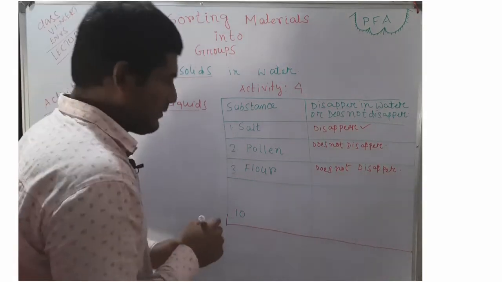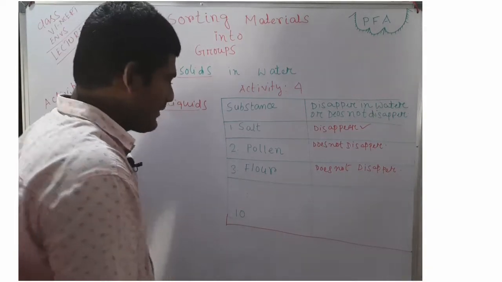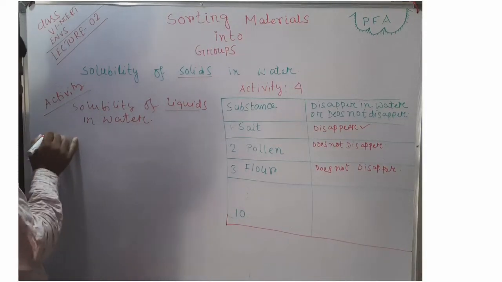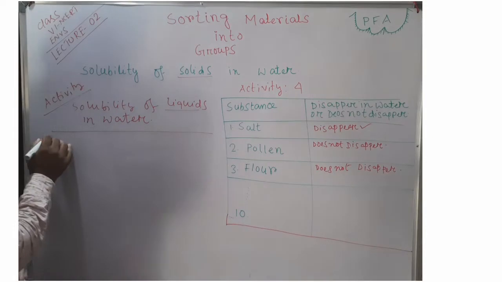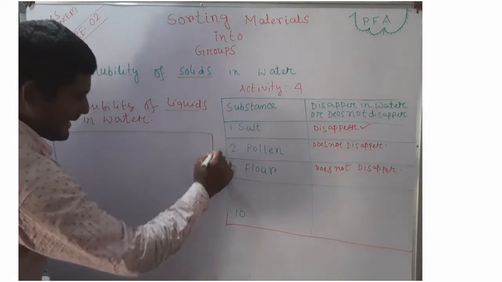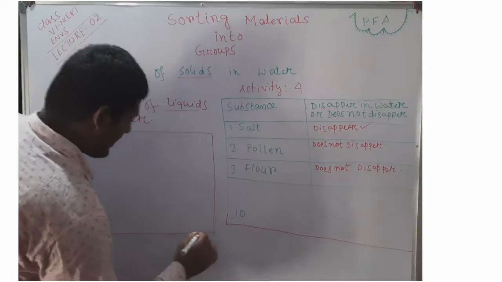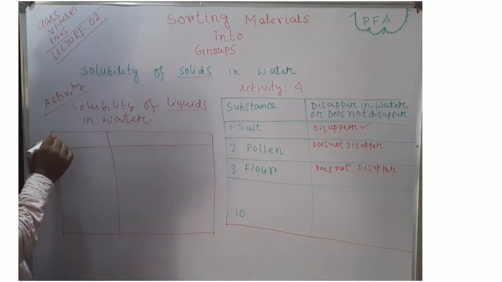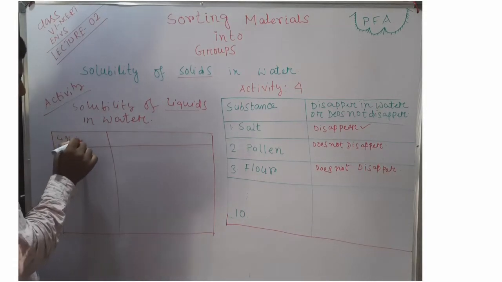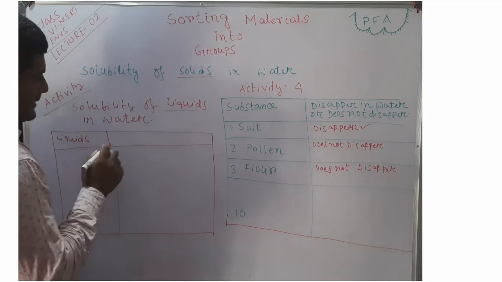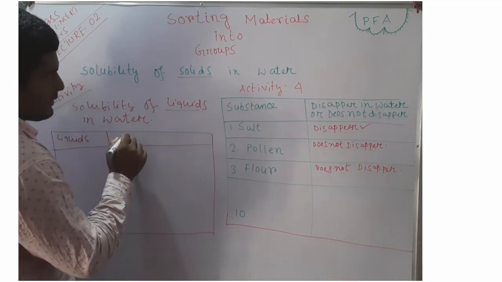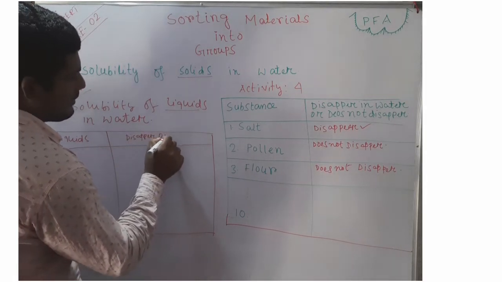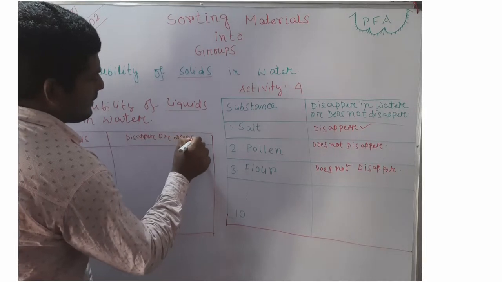In a similar manner you have to make a chart like this. In that chart you should make 2 columns, and in the first column you have to put liquids, and in the second you have to put disappear or does not.